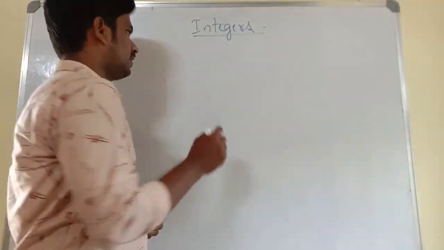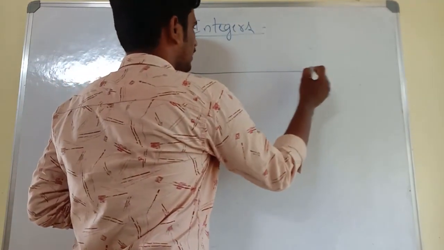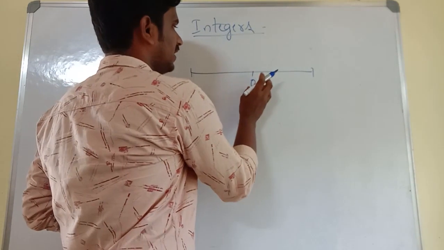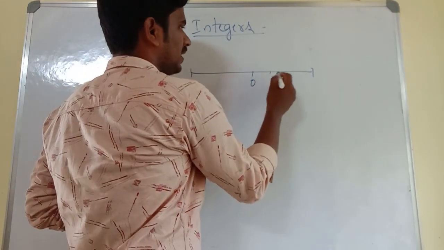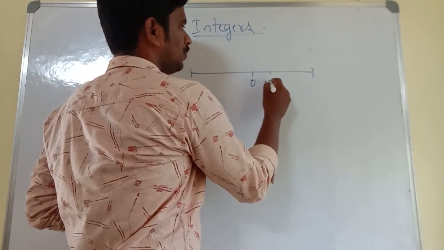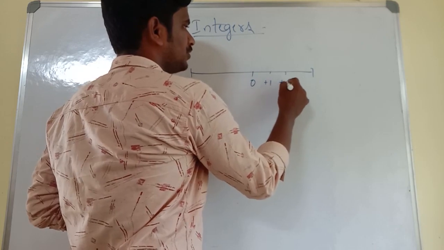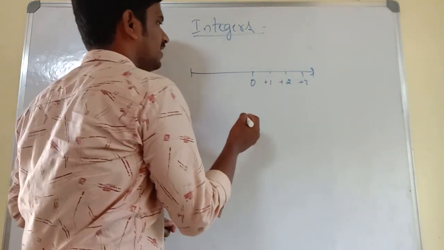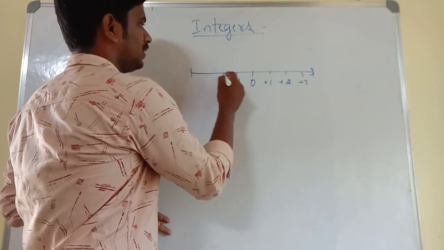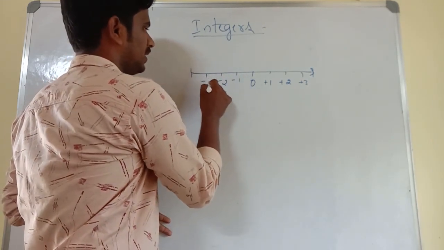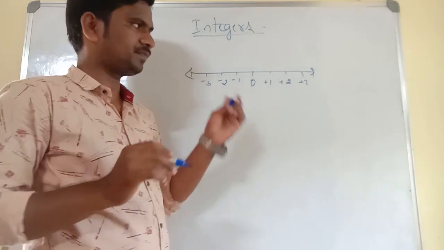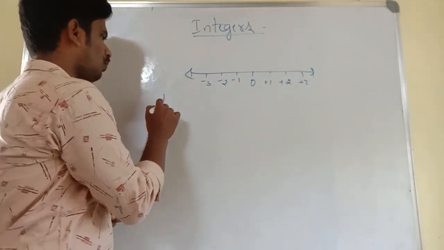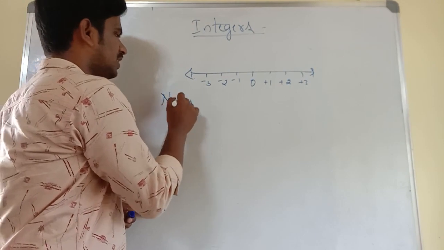We already know that this is a number line. It contains 0 in the middle, and on the right side of it positive 1, positive 2, positive 3 and so on. To the left of 0 are -1, -2, -3 and so on. This is a number line. Then how can we say which numbers are natural?